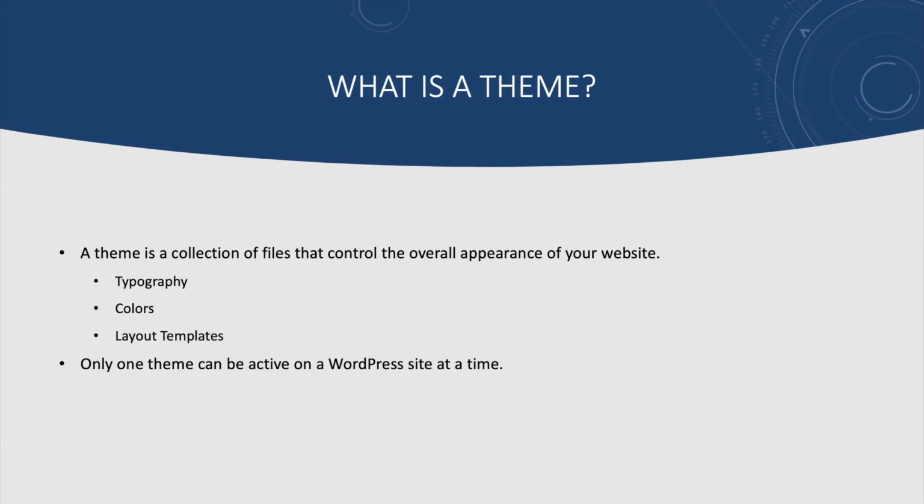At the very least, they're providing some sort of interface so that you can set your typography and your colors, and you can choose layouts. They might have templates for you, or they might have pages that are already built out. In general, only one theme can be active on a WordPress site at a time. I'll talk about a tiny exception to that in the next slide. So that's what a theme is and what it does at a basic level.